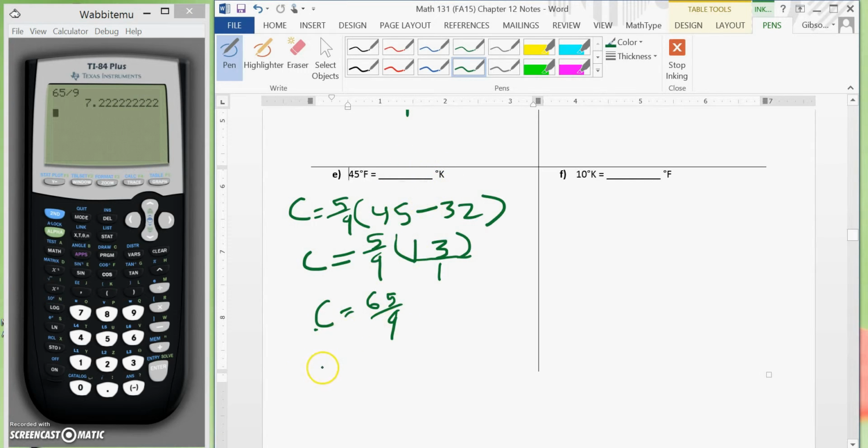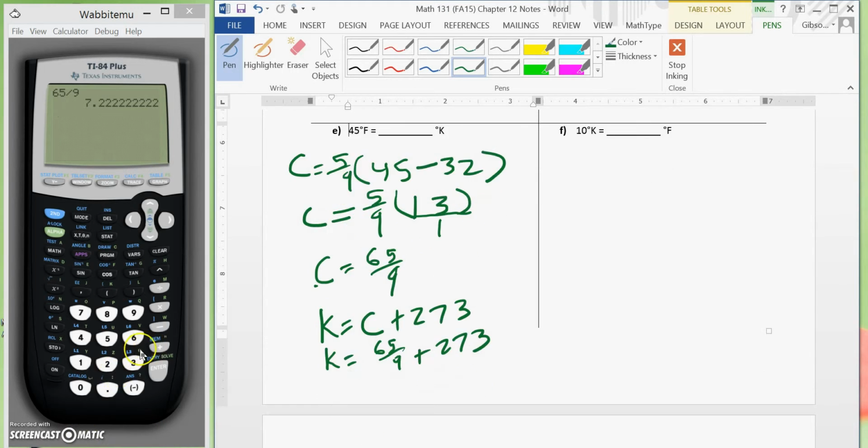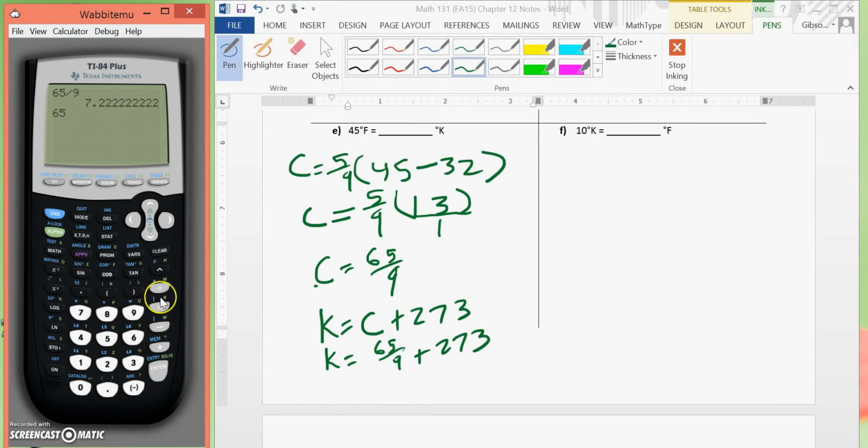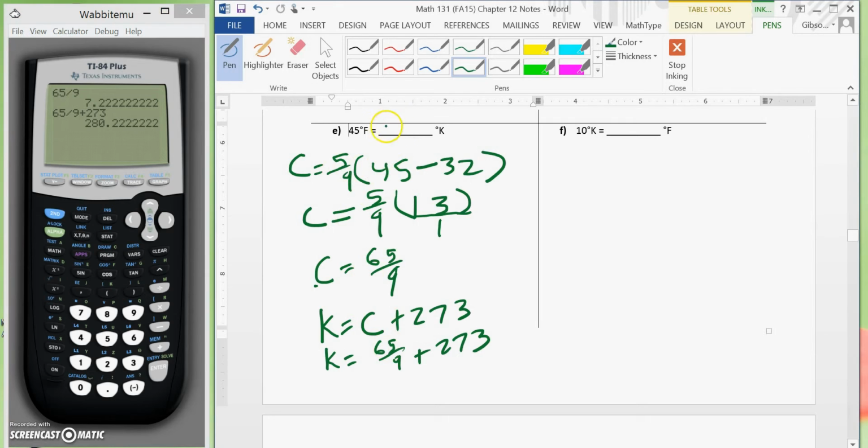Now what we need to do is change this to kelvins. Kelvin is equal to Celsius plus 273 degrees. So we will substitute in the Celsius, which is 65 over 9, plus 273. So now we take 65 divided by 9 plus 273. That gives us 280 repeating twos, and we know we will round to one decimal place, so our final answer here would be 280.2 degrees Kelvin.